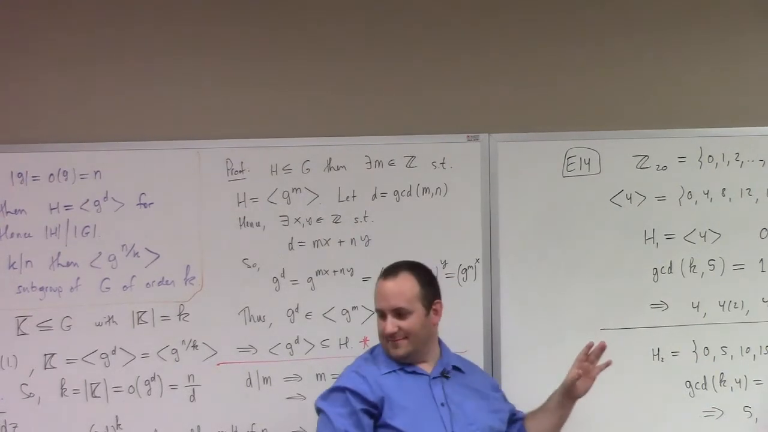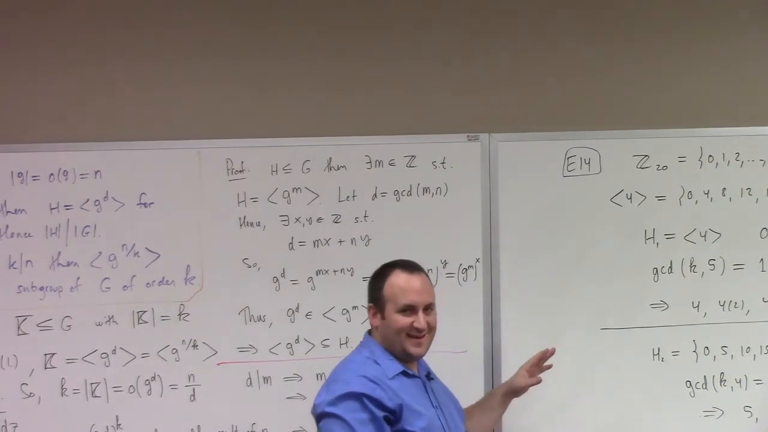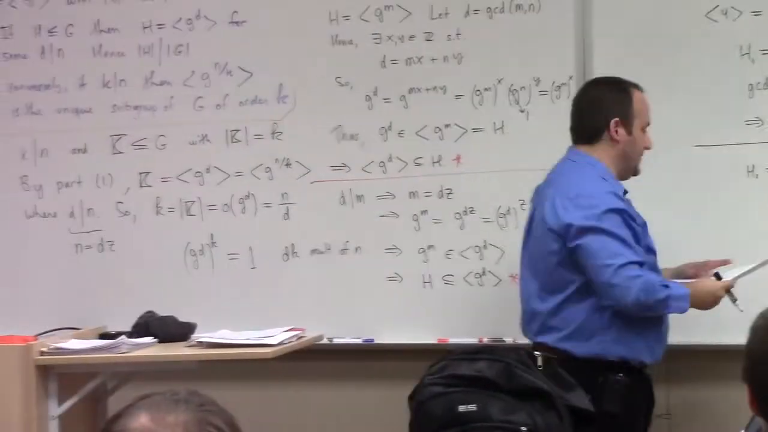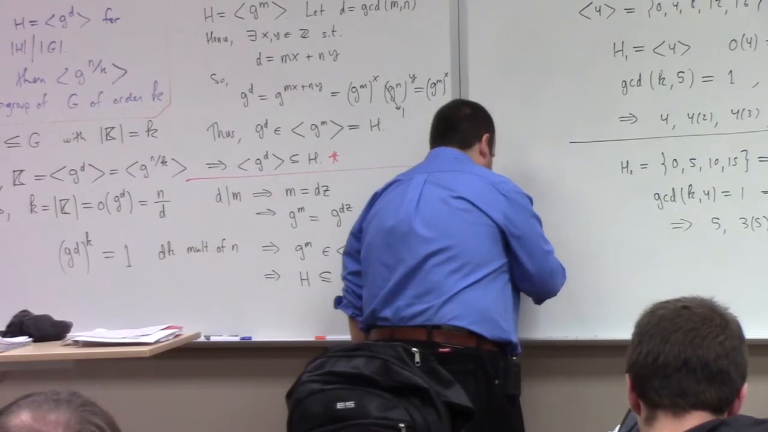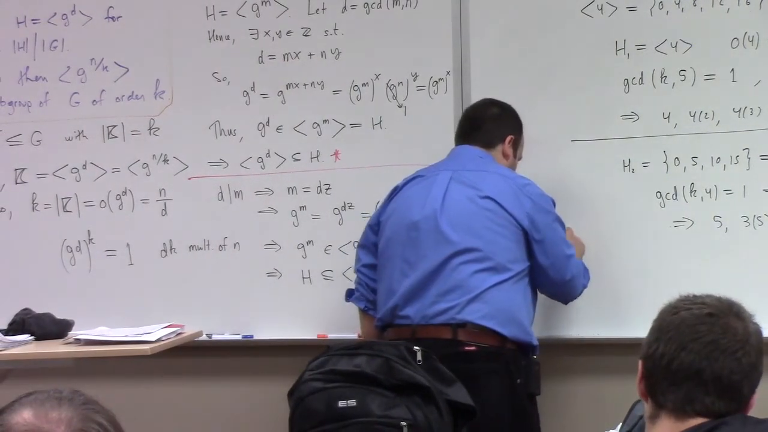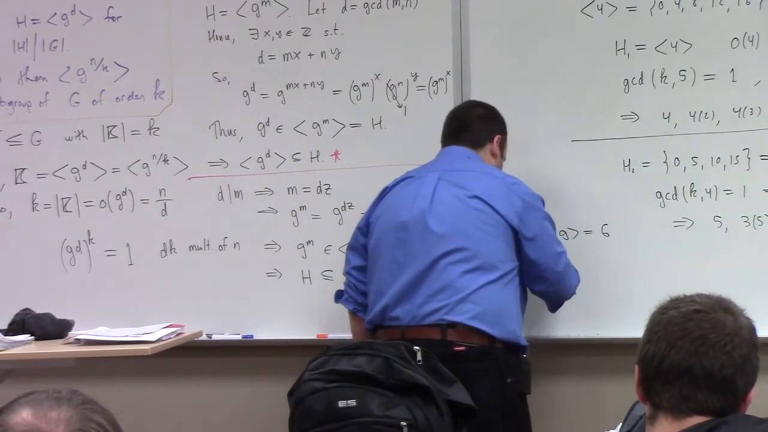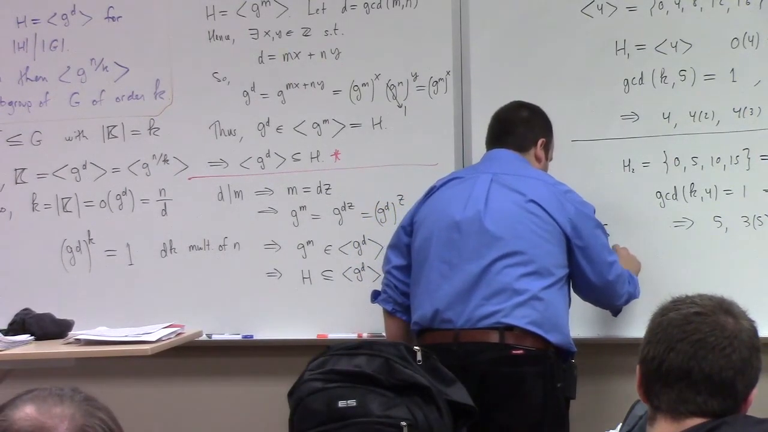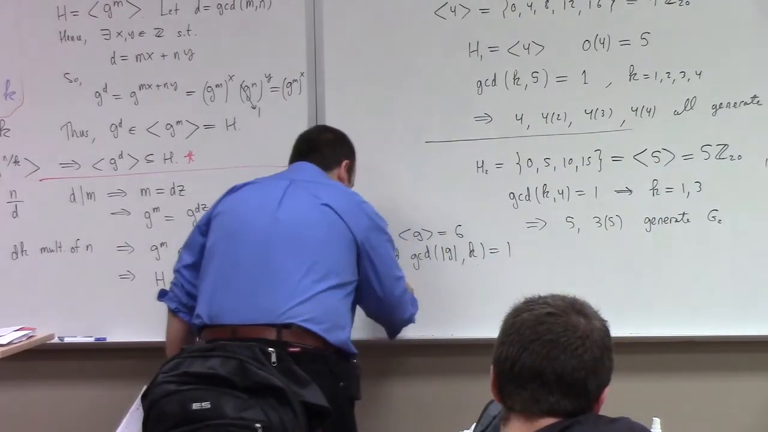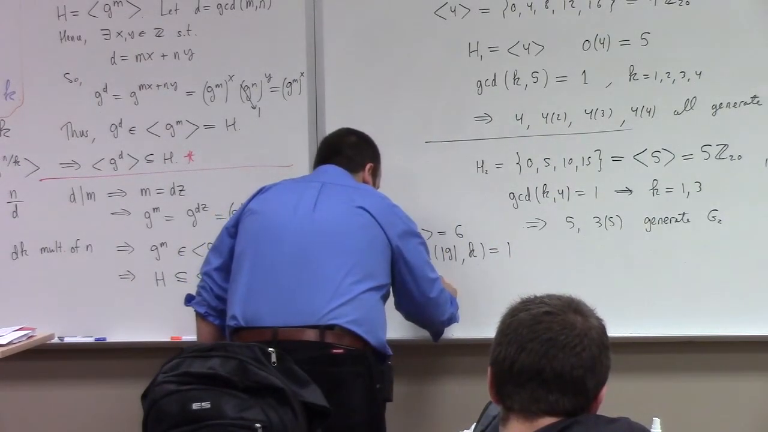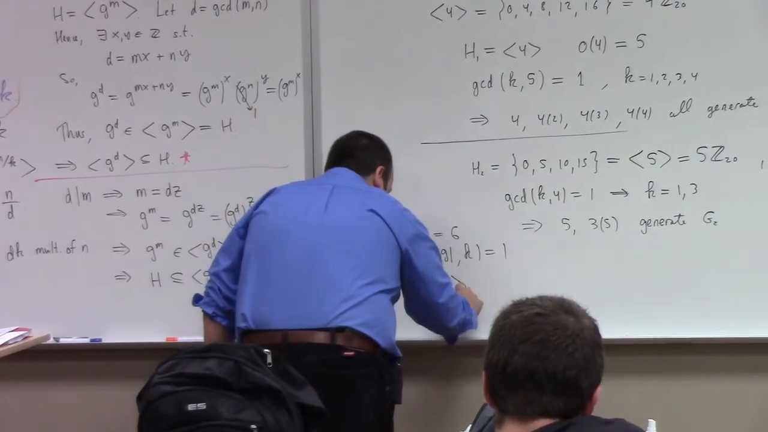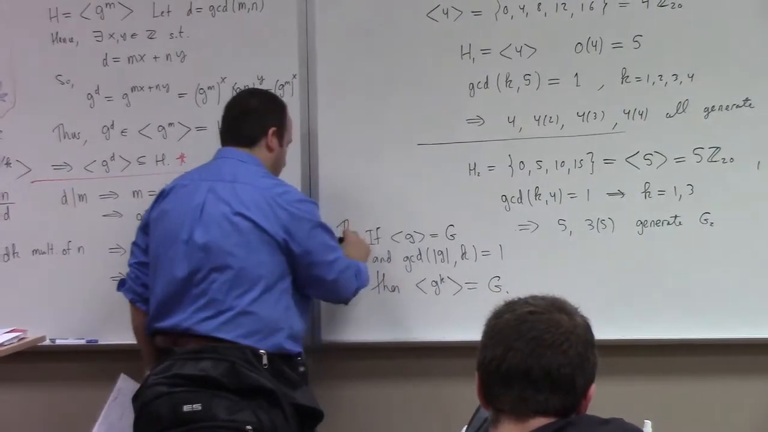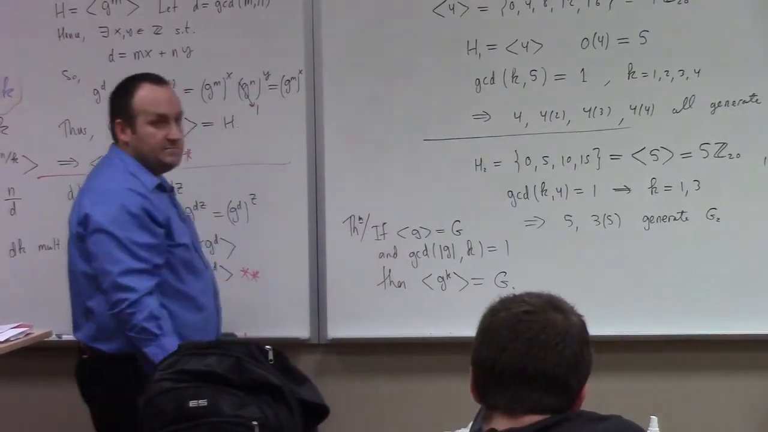we stated this theorem about finding generators. What was the theorem? It was this. If G is equal to the subgroup generated by g, and the greatest common divisor of the order of g and k is equal to 1, then the subgroup generated by g to the k is also equal to G. That's the theorem restated in a nutshell.